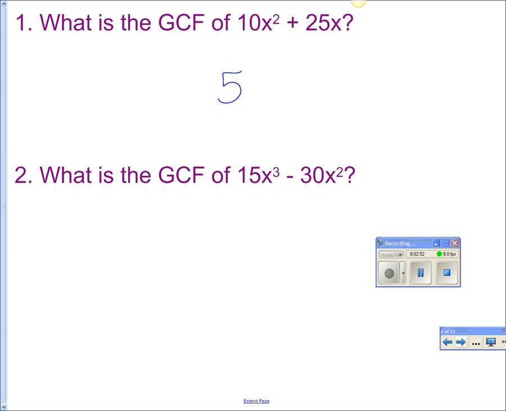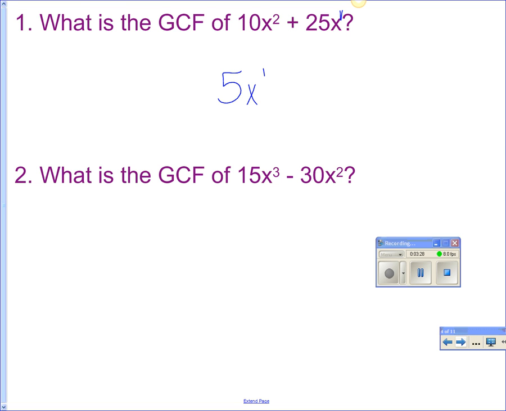Are there any other numbers that go into 10 and 25? No, 2 doesn't go into 25. It's odd. Okay, right here, I have x to the second and x to the first. What's the most they could have in common? If one of them has 2 and one has 1, what's the most they could have in common? Just 1. So the way I say that is it's the smallest small number. So out of your small numbers, you got a 2 and a 1. You want the smallest one. Okay? All right, so that's the greatest common factor, 5x to the first.